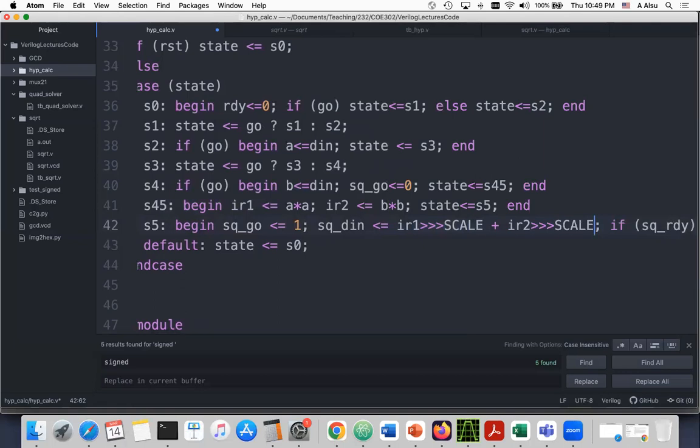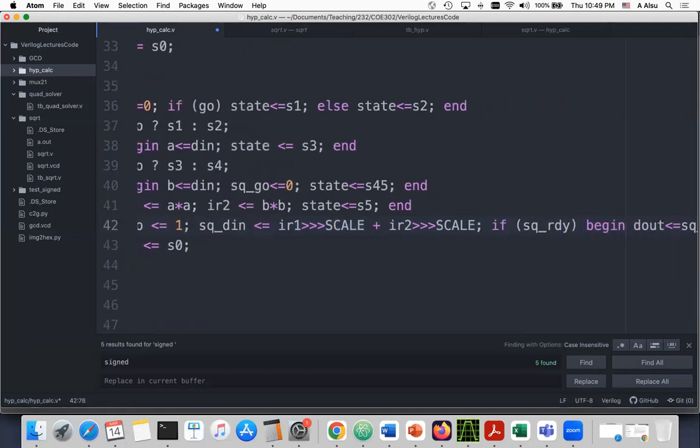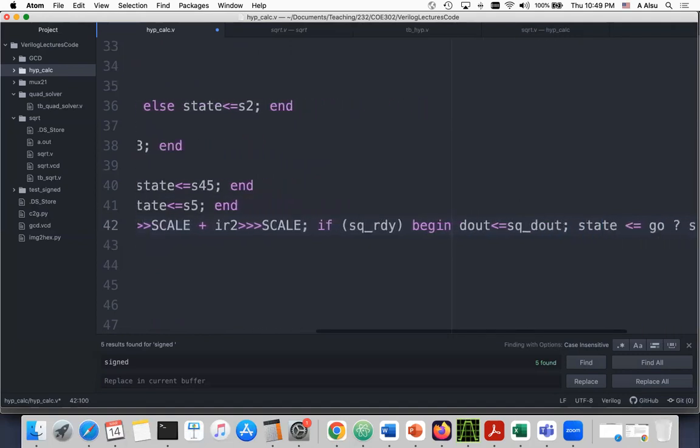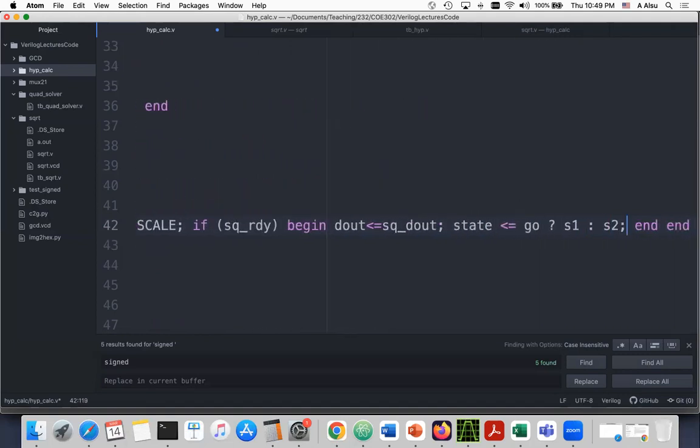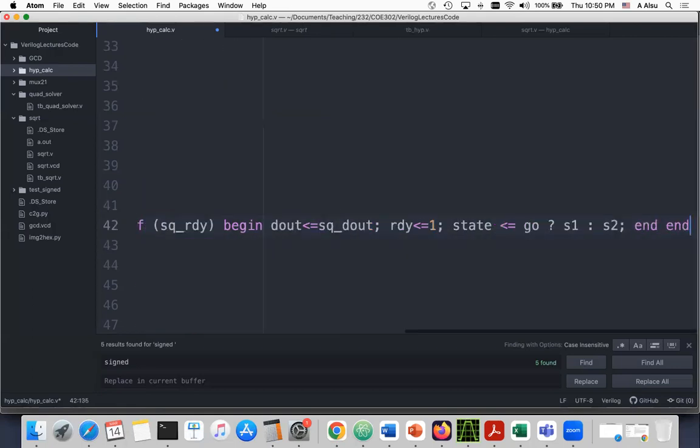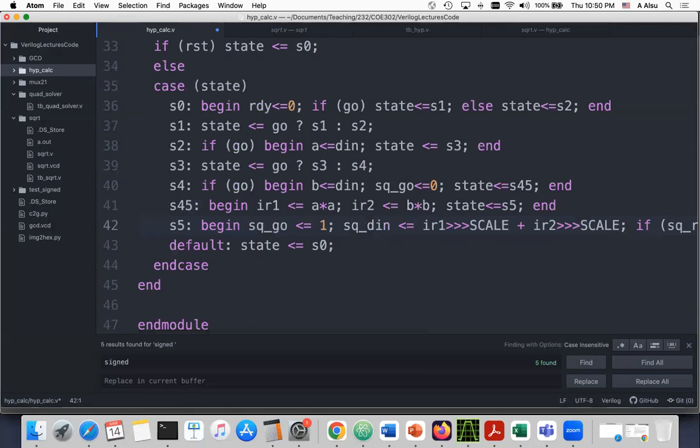One more thing we forgot is to set ready to 1. Since we set D out, we need to set ready to 1. Otherwise, ready will not be set to 1 ever. That's why we got an infinite loop waiting for ready in the test bench.